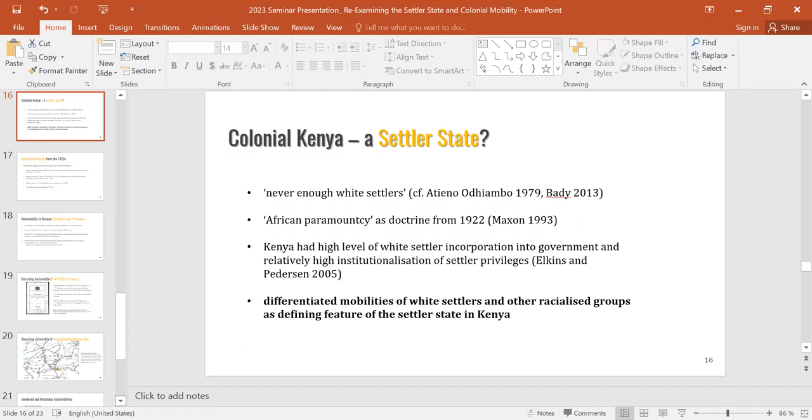While this study endorses the Elkins-Peterson concept, it also adds, like Carpio and colleagues suggested, the group of racialized others to whom I refer as arrivants. Furthermore, I stress that mobilities are a defining dimension of the Kenyan settler state. In the words of Georgine Clarkson, settler colonial societies are, after all, stridently mobile formations. So what legislation governed colonial mobilities in 1920s, 1950s Kenya?